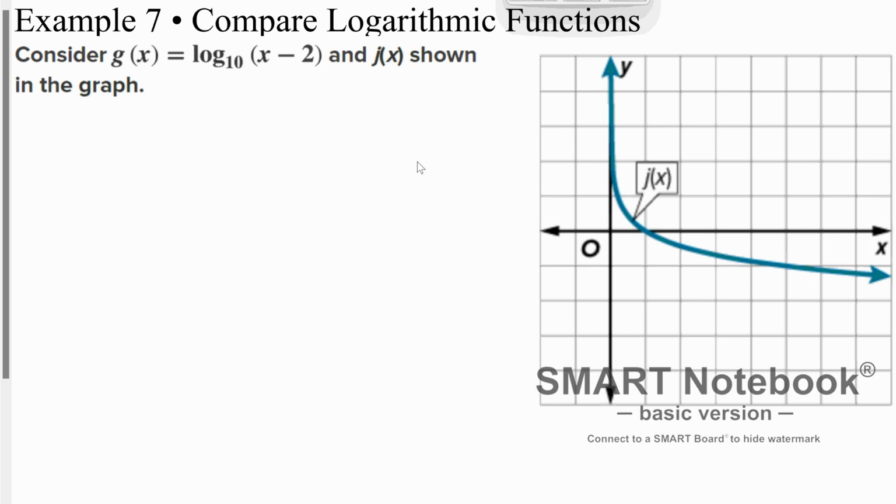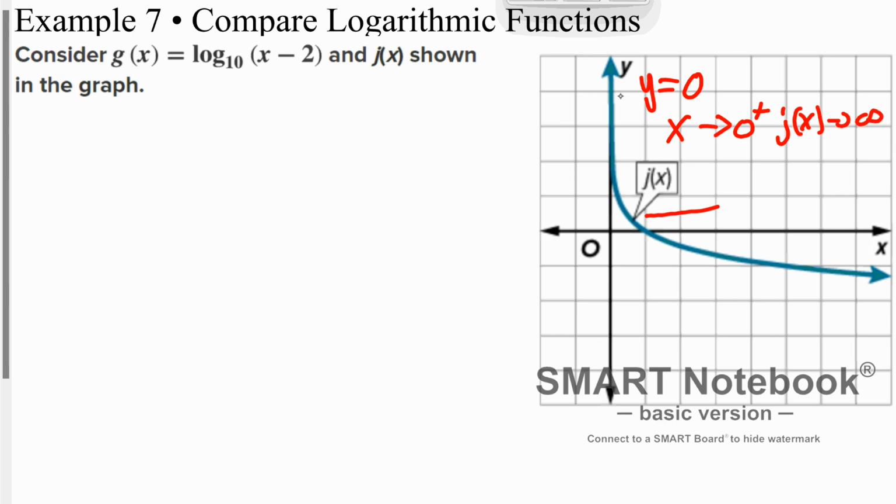Logarithmic functions. So here's one of them, j of x. As we can see, our vertical asymptote is x equals 0. It doesn't cross that line. So that means as x approaches 0 from the right, what's our graph doing? Well, our y value, j of x for this instance, goes to positive infinity. It just keeps going up.